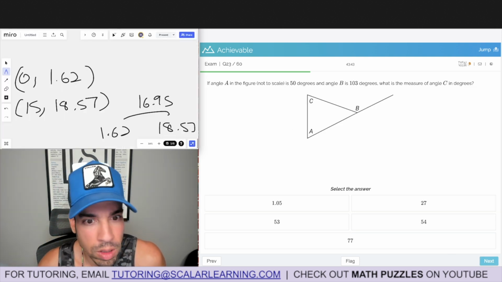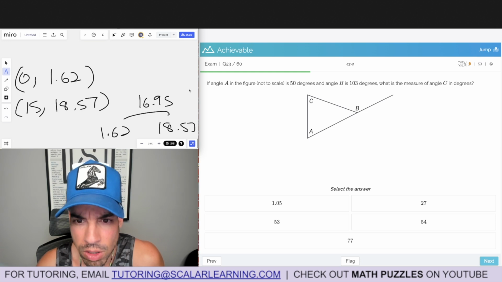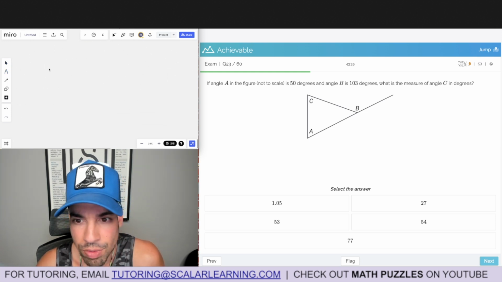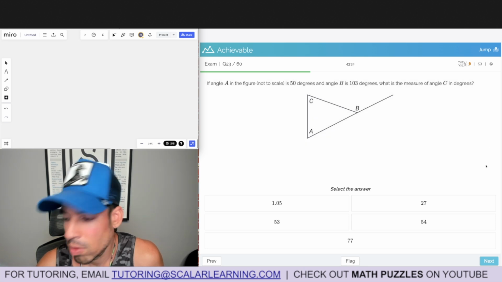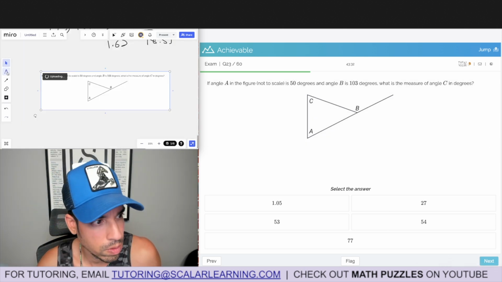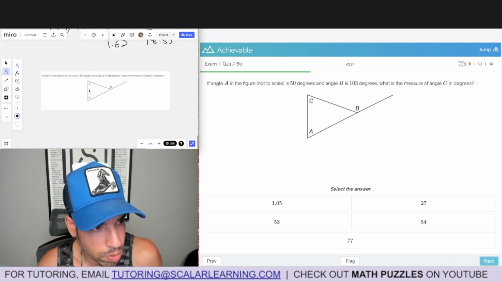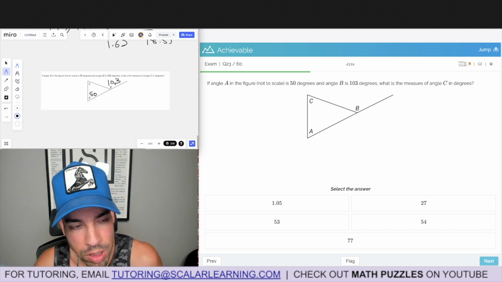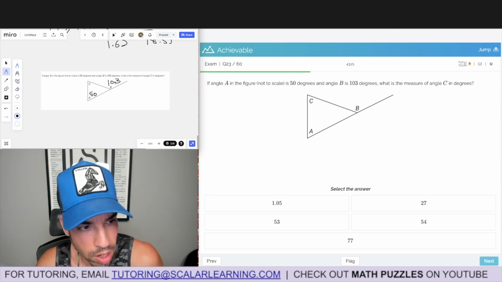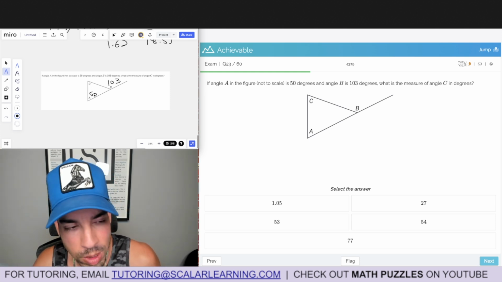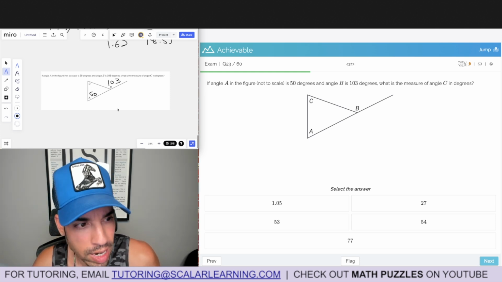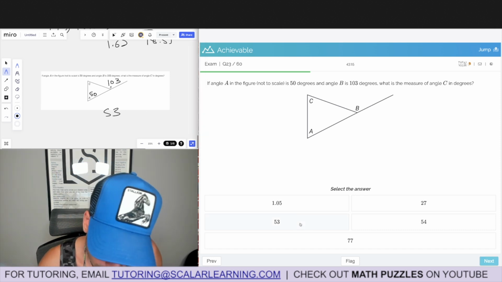All right, next. If angle A in the figure, not to scale, is 50 degrees and angle B is 103, what is the measure of angle C? Okay, so we can use the exterior angle theorem for a triangle, which equals the sum of the remote interior angles, which means A plus C equals B. So C has to be 53 degrees. 53 is the winner. Boom, done.